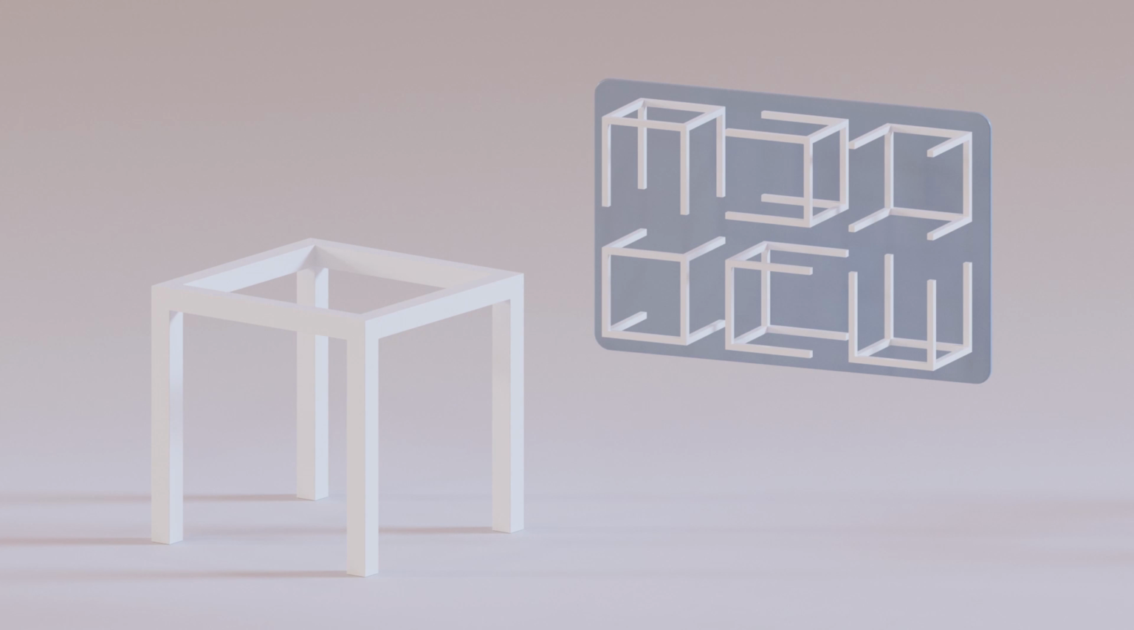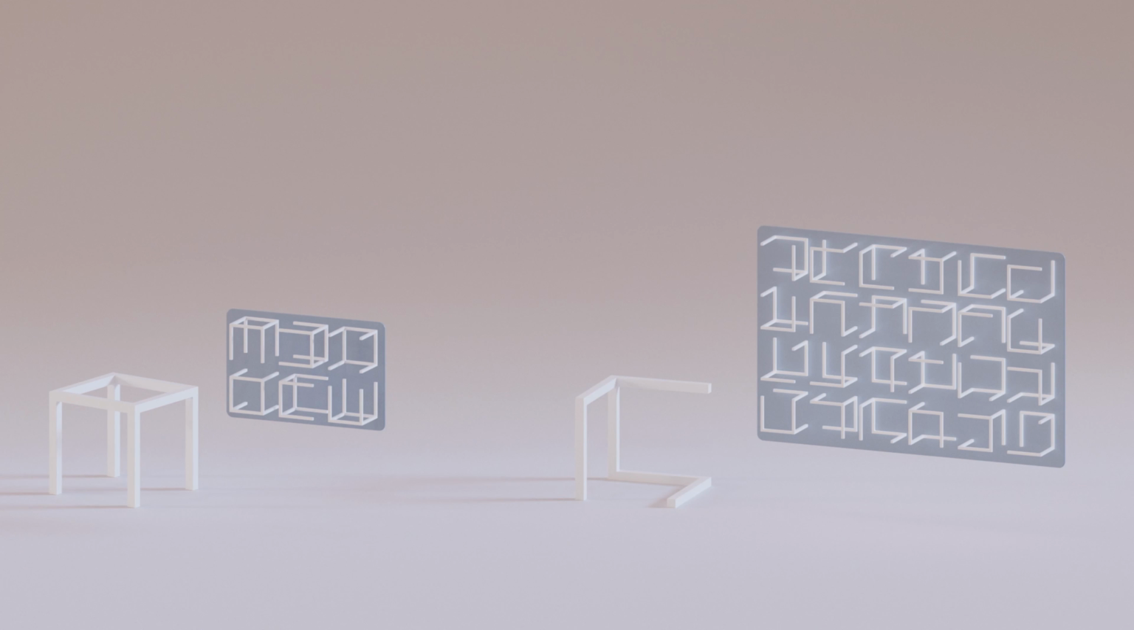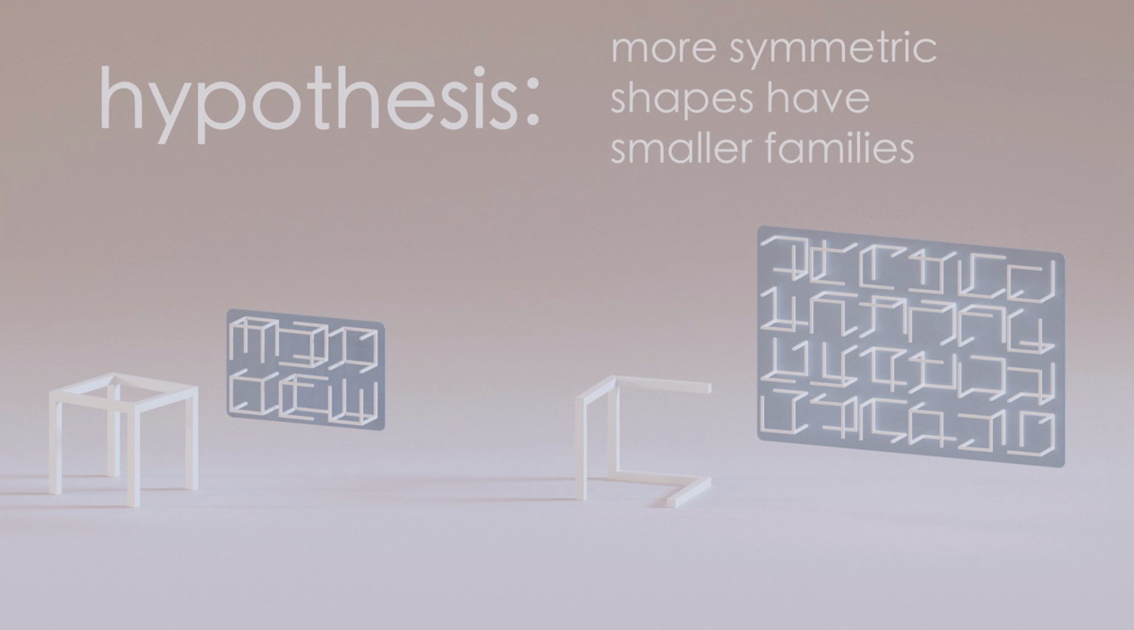If we try this with a few different cubes, we'll quickly notice that the ones that belong to large 24-member families tend to be a bit more irregular looking, like this weird character on the right, while the shapes like the table that are more orderly or symmetrical seem to belong to smaller families. This makes sense in a way. If a cube is oddly shaped, then it probably looks different in each possible orientation. So this is a kind of hunch we might develop, that more symmetrical shapes seem to have smaller families.